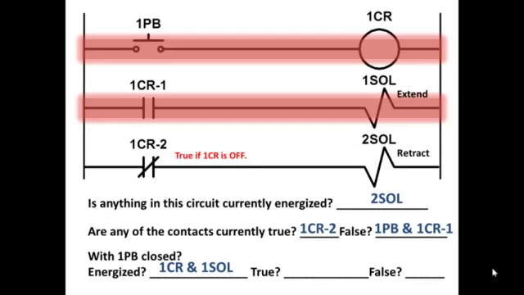Looking in the state that it's in right now with the button pushed, are any contacts true? 1 PB and 1CR-1. They're true because they're on. Are any of them false? I think you're catching on here. 1CR-2.